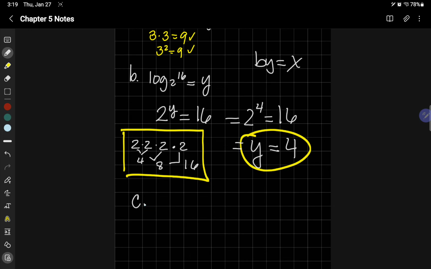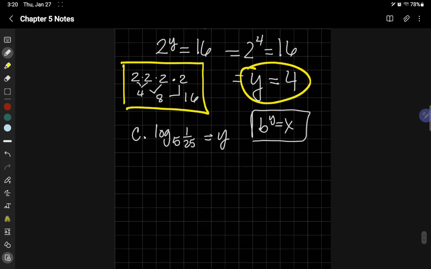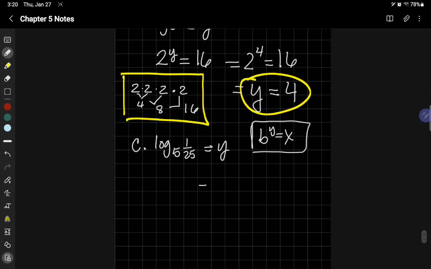C. Log base 5 of 1 over 25. Alright, baby. So we got fractions here again. So I know what that is. Let's put that reminder here. b to the y equals x. You gotta remember our formula. So what are we gonna do? Equal sign, my base. So it's gonna be 5 to the y equals 1 over 25.